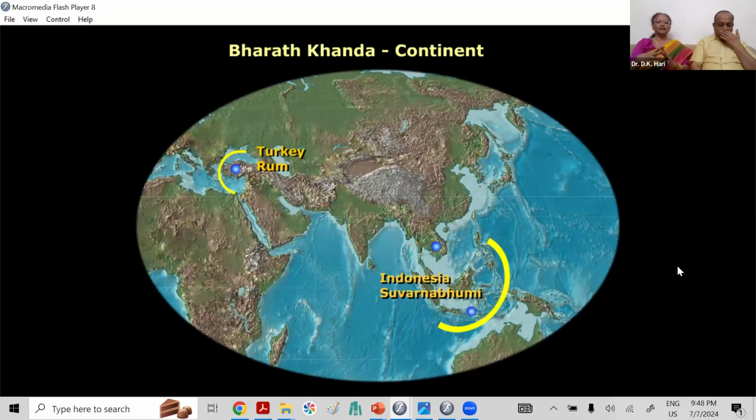So when we say Bharatakanda extended up to Rum, you can see the corroborating evidence from their history, which tallies with the way we have our records as well, the names that figure in our Puranic and historical Itihasic records. Similarly, if you look at Indonesia, that's a new term because they are looking for India all over the world.